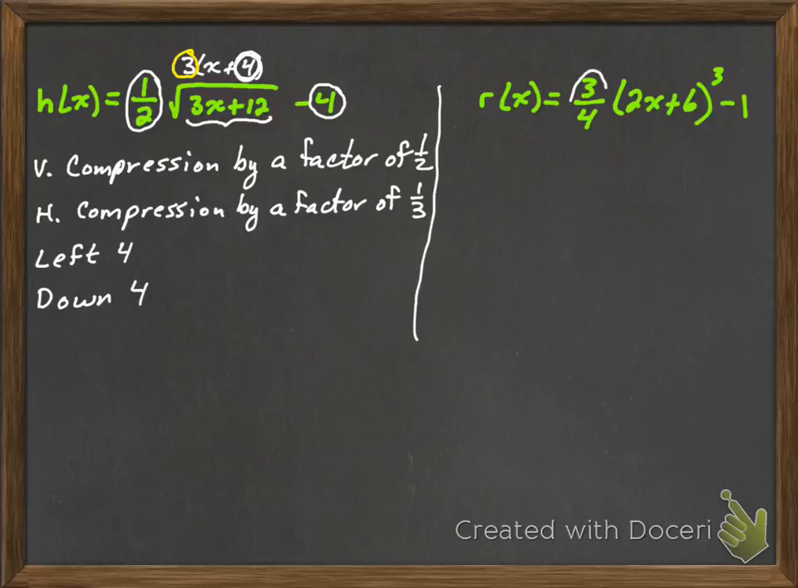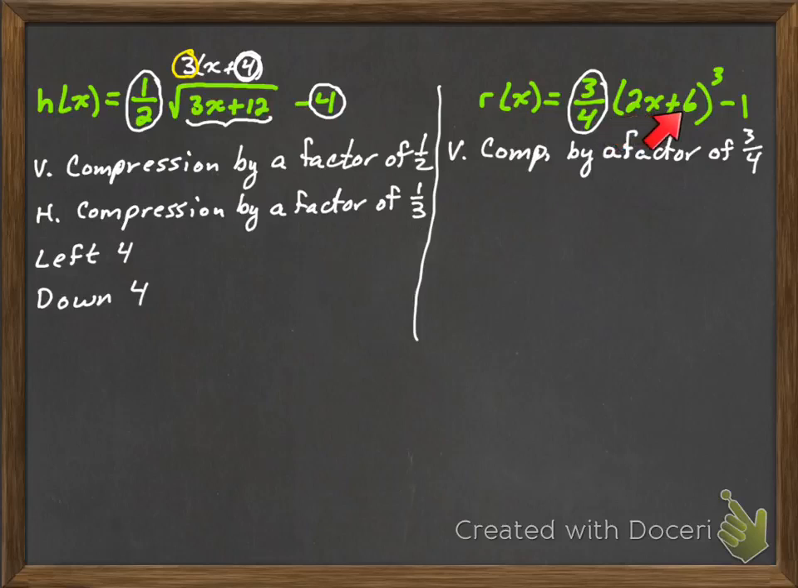All right, so now we have r of x. All right, so the 3/4 is our a value. So that is going to be a vertical compression by a factor of 3/4.